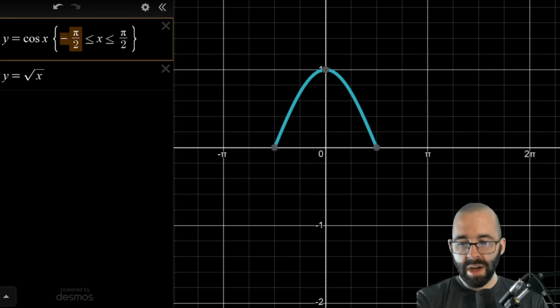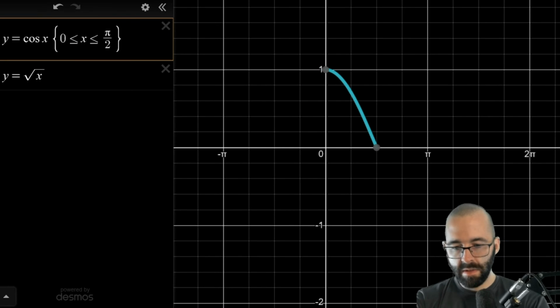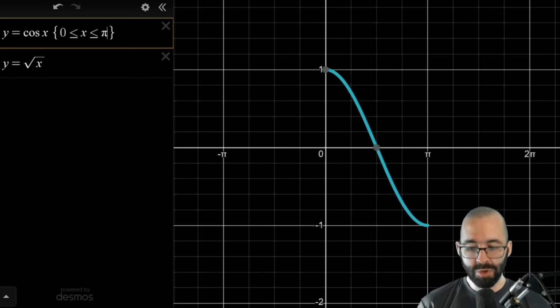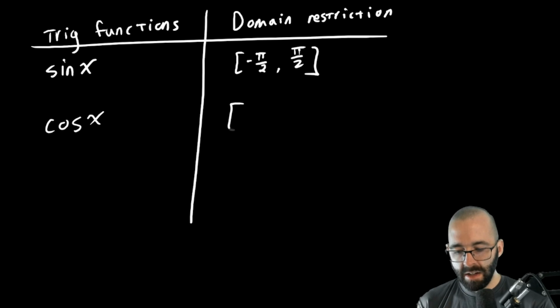We're going to use 0 to pi right here. And now cosine is restricted in a way that it's now 1-to-1. It passes the horizontal line test. Cosine is restricted from 0 to pi.